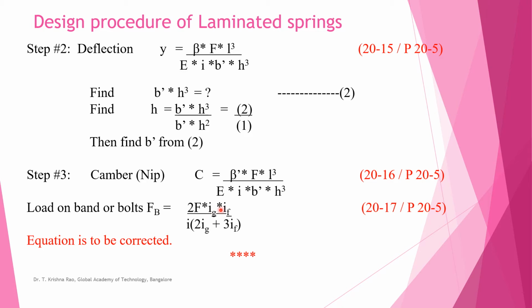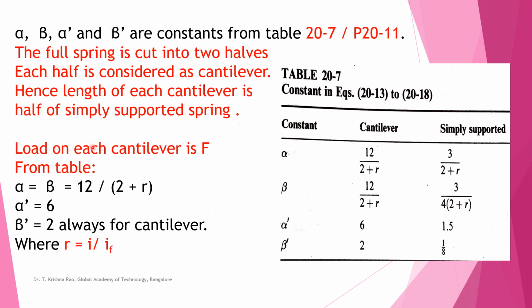Let's see some problems. Alpha, beta, alpha dash, beta dash, we have used 4 constants here. We'll see what the constants are. Alpha, beta, alpha dash, beta dash are constants from table 20-7, page 20-11. There is a table given like this. I have given the extract of the table here. And remember, we are selecting cantilever only. We have converted the given problem into a cantilever by dividing into 2 halves here.